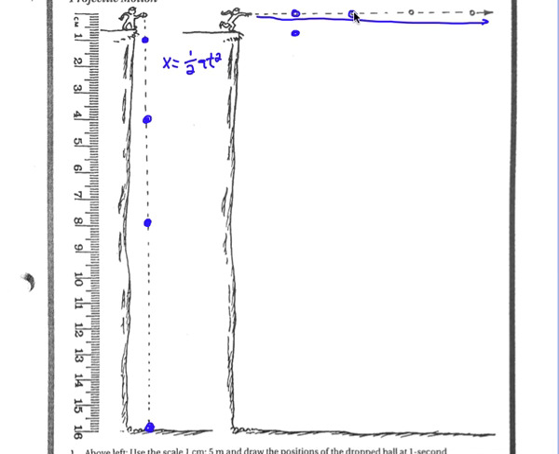After 2 seconds, it's still dropping at the same rate according to gravity. So it's still dropping 20 meters. And at 3 seconds, it's dropped 45 meters, and at 4 seconds, it's dropped 80 meters. And then you draw your best fit curve line here, like that.